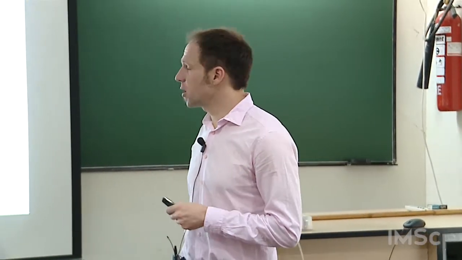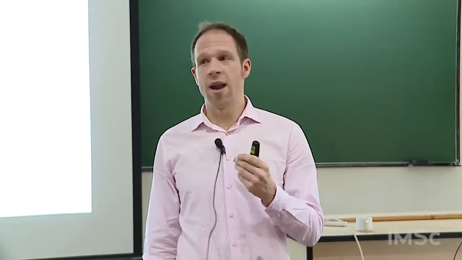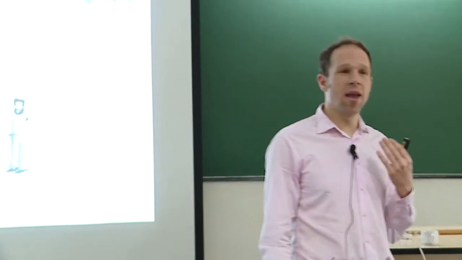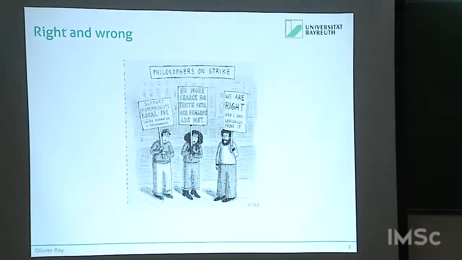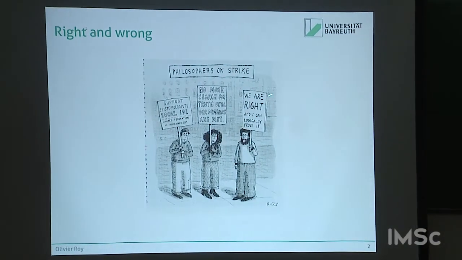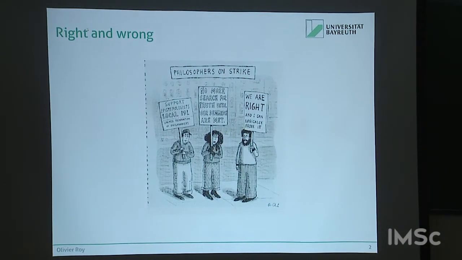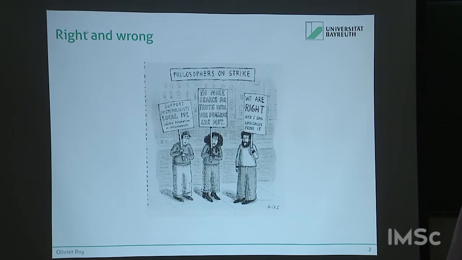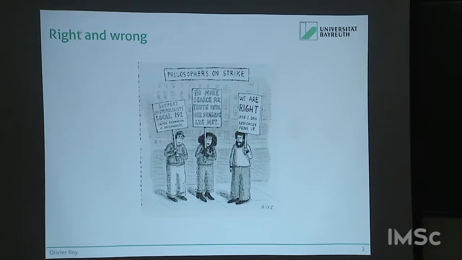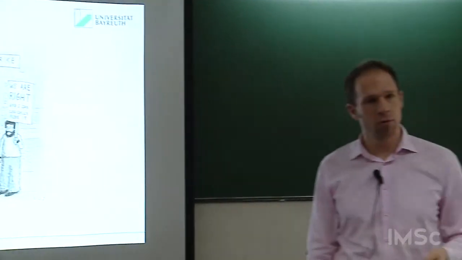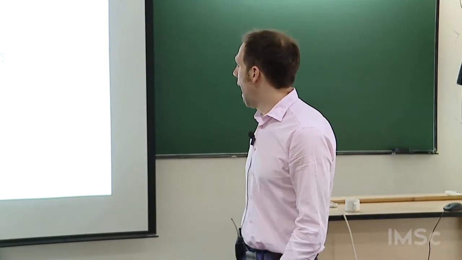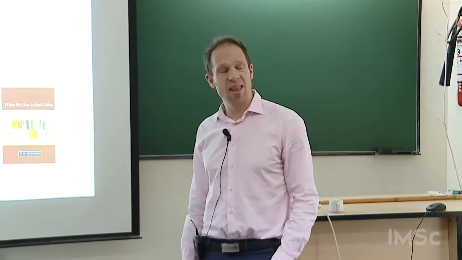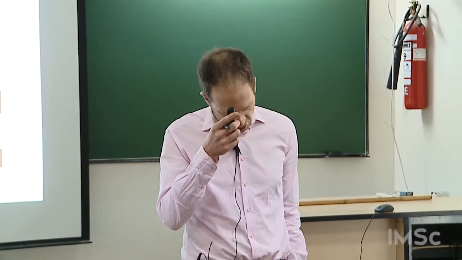Okay? So the question we're going to ask now is about right and wrong, right? So when is something right or something wrong? Like this philosopher here was claiming we are right and we can logically prove it, right? So the question is, what does it mean that a certain thing is the right thing to do or a certain thing is the wrong thing to do? Of course, this is a fundamental question in ethics, right? And there's no surprise that a lot of ethicists are trying to answer this question.